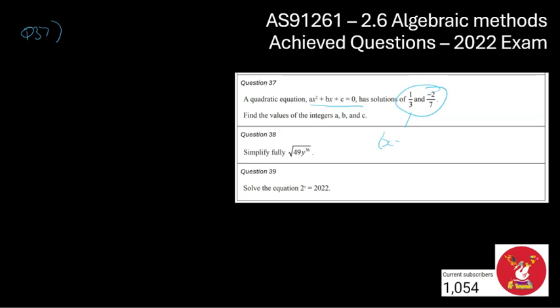So the way I start these questions is, if 1/3 is an answer, I know one of the brackets would have been x minus 1/3. And if negative 2/7 is the answer, I know that x plus 2/7 would have been the bracket. So that's going to be the basis of my question. So let's jot that down.